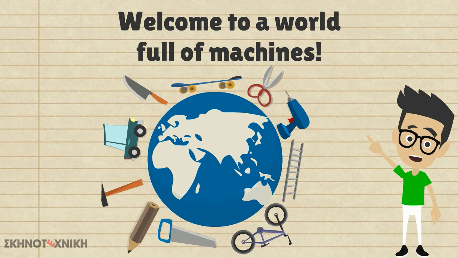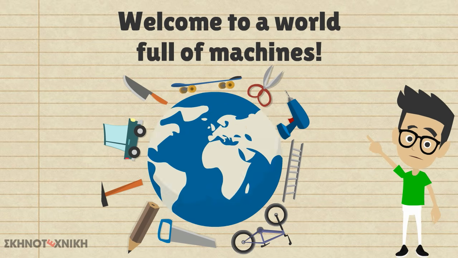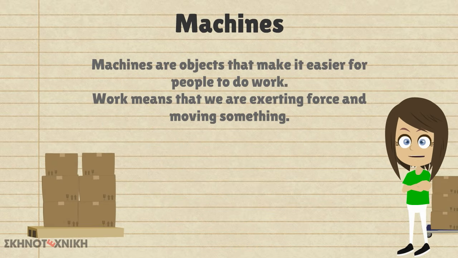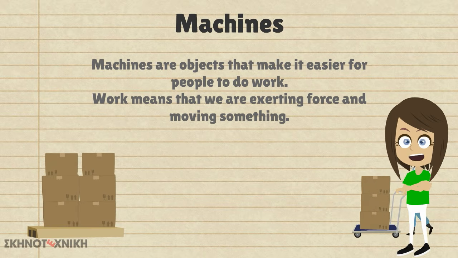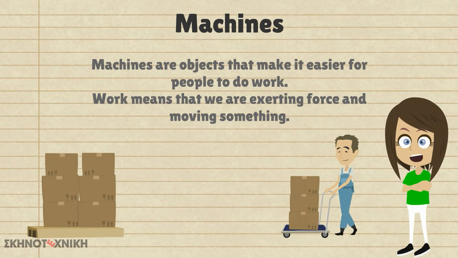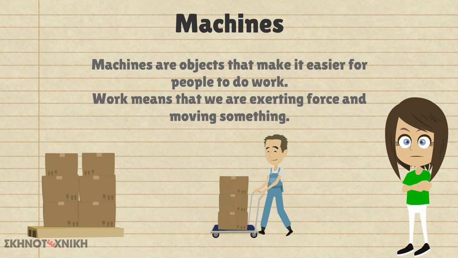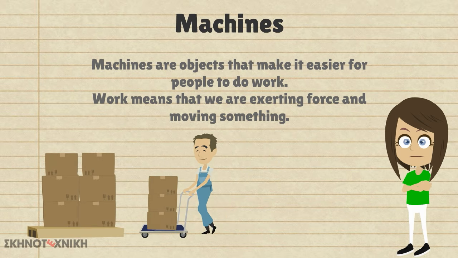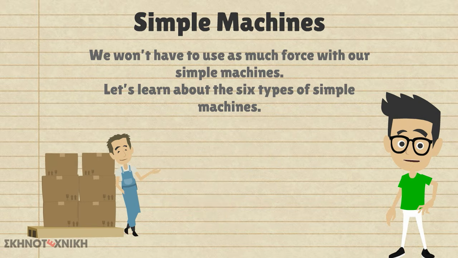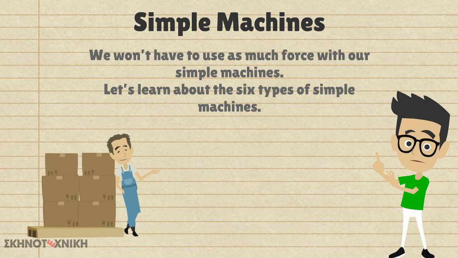Welcome to a world full of machines. Machines are objects that make it easier for people to do work. Work means that we are exerting force and moving something. We won't have to use as much force with our simple machines. Let's learn about the 6 types of simple machines.